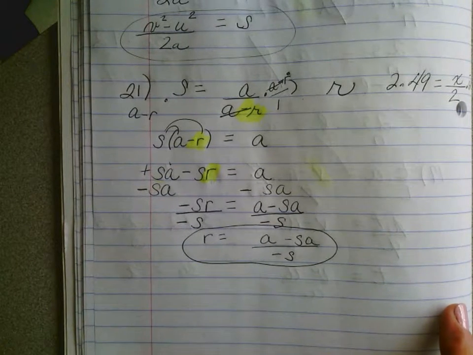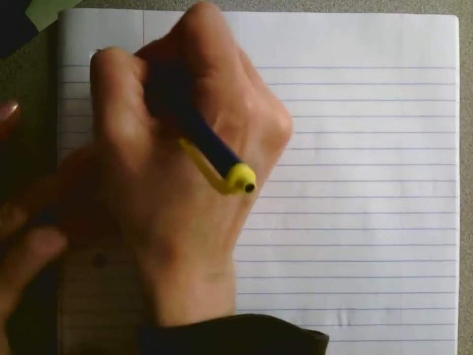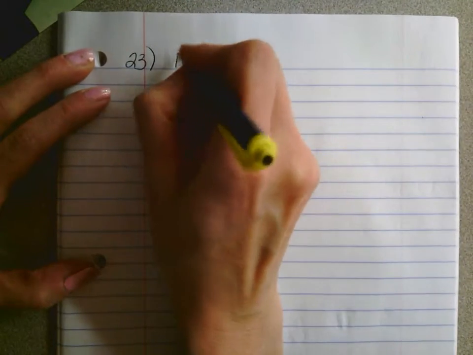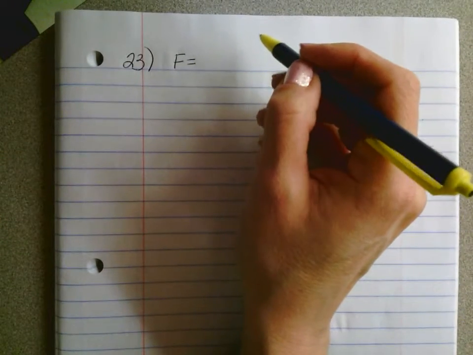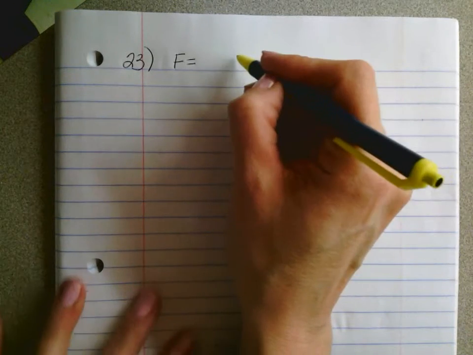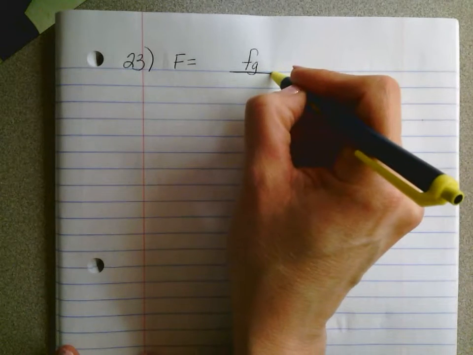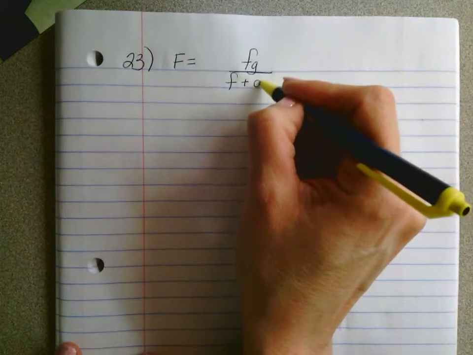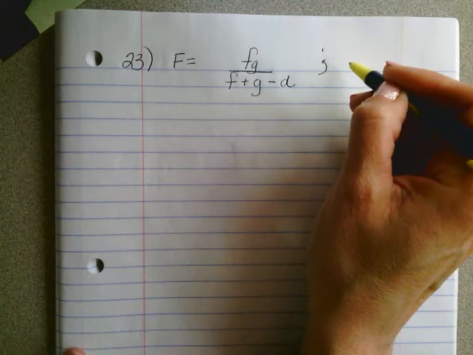23. I know these are tough, but I really want you to be able to recognize how to do the work to get there. F is equal to, oh boy. Okay, watch out. We've got little f and big F. Big F is equal to little f, g over f plus g minus d. And they want us to solve for D.